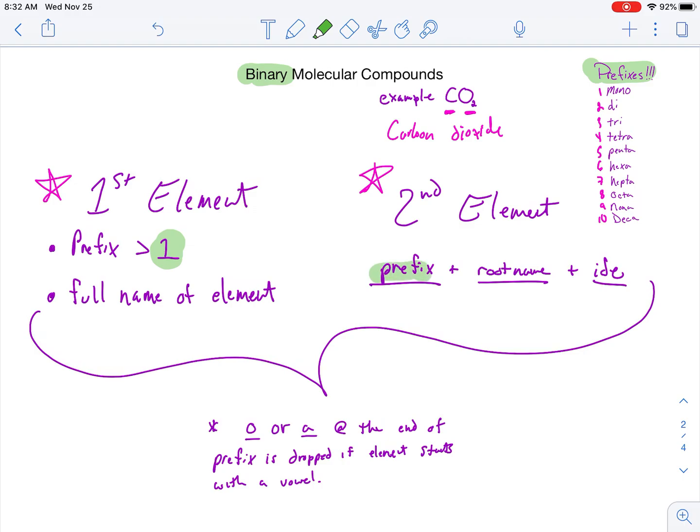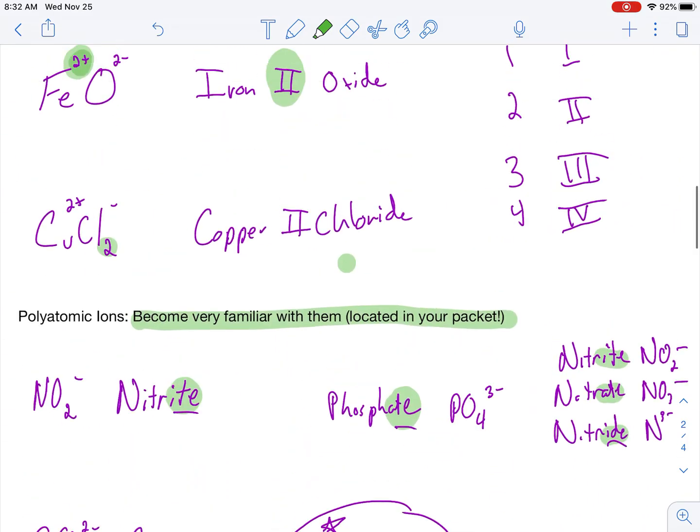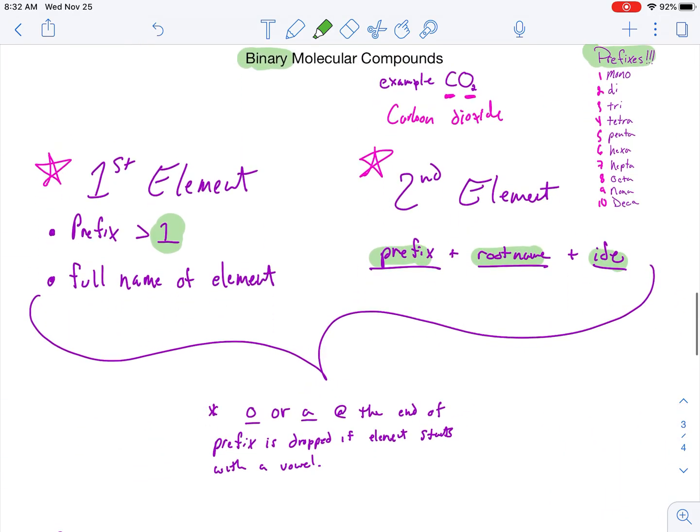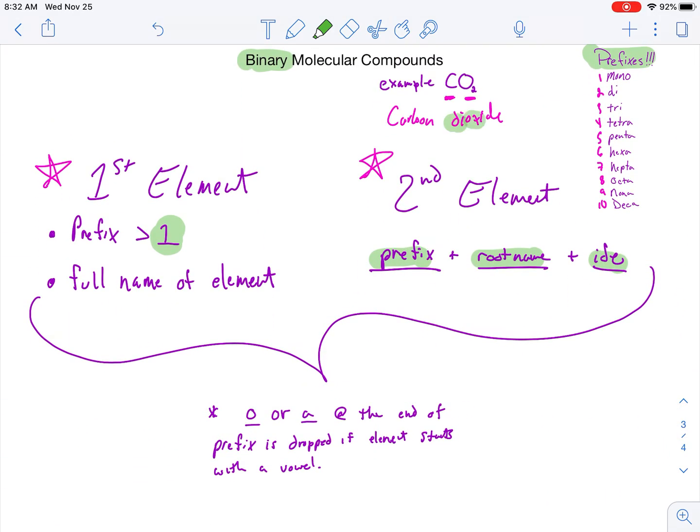The second element, you always use a prefix. You always then add the root name, and you add IDE to that element's name. These are all going to be nonmetals. We could scroll up here and see all of your possibilities for your nonmetals. That's how they end in IDE. That's what I mean by root name. The prefixes would go obviously before those names. Let's check it out. So I named this dioxide. That's because it's oxygen. There are 2 of them, and I ended in IDE. So that's prefix, root name, IDE. That's kind of the name of the game, guys.